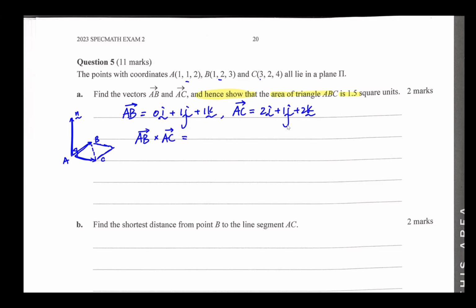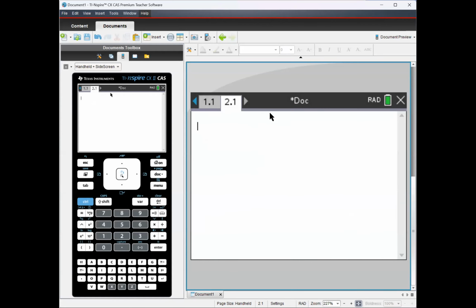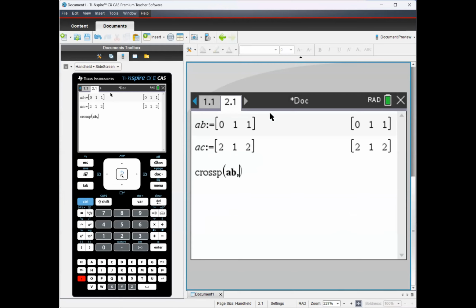Because we are in a tech active environment, I probably would just go for, let's say, the CAS calculator. All right. Let's just do AB is assigned to 0, 1, 1. AC is assigned to 2, 1, 2. So crossP of AB and AC gives me 1i plus 2j minus 2k. And then if I take the norm, that's 3. So that's the area of the parallelogram, and it's going to be 3 over 2.